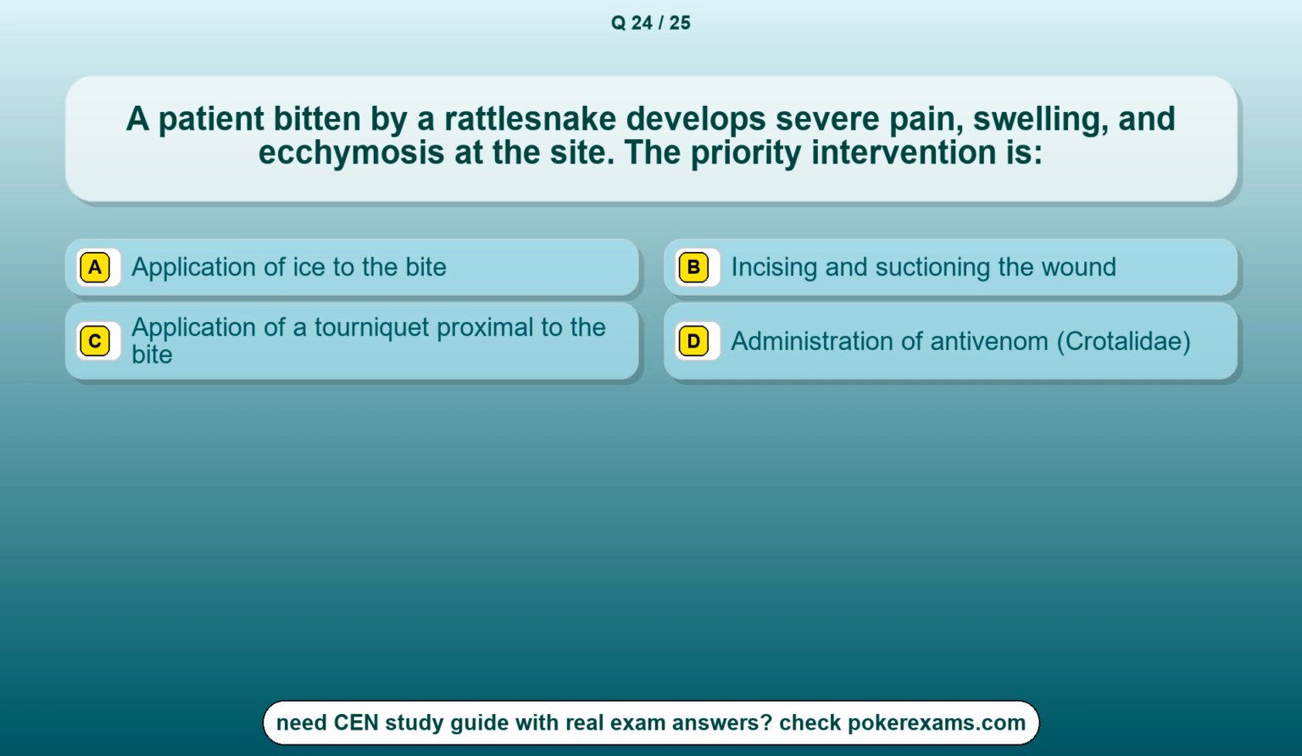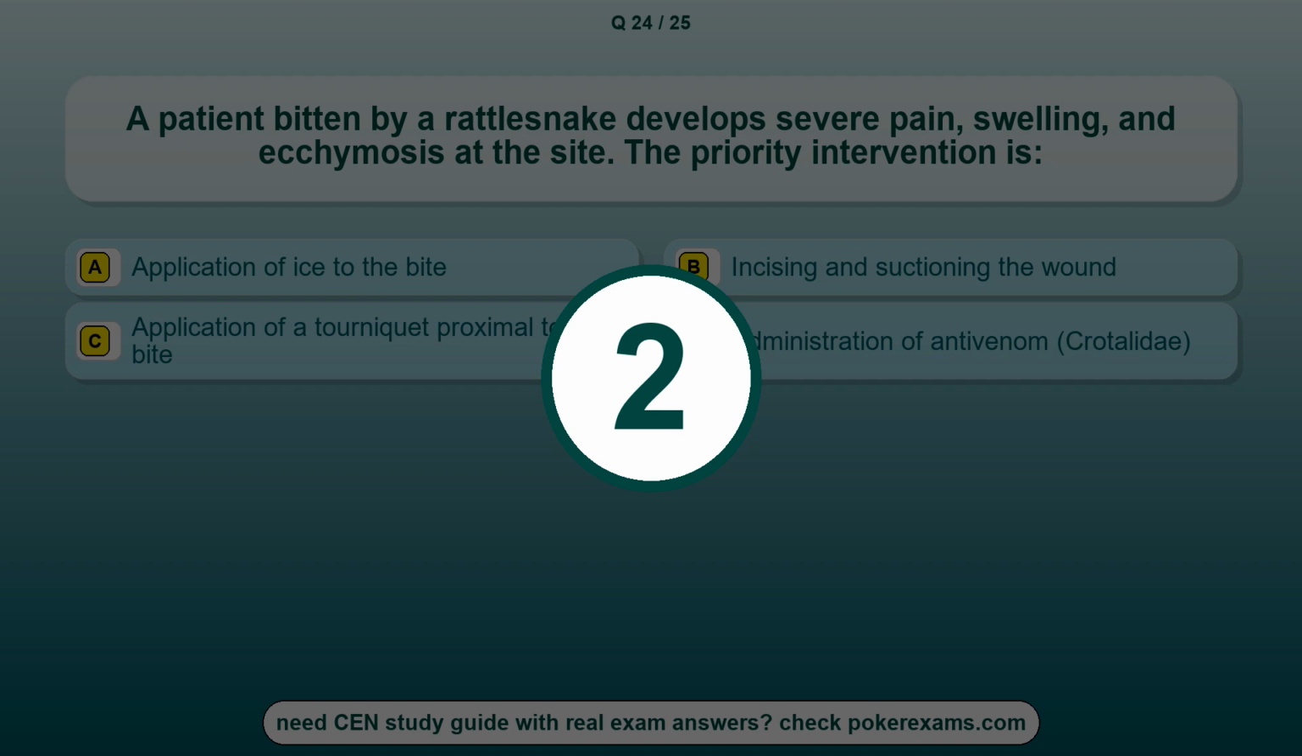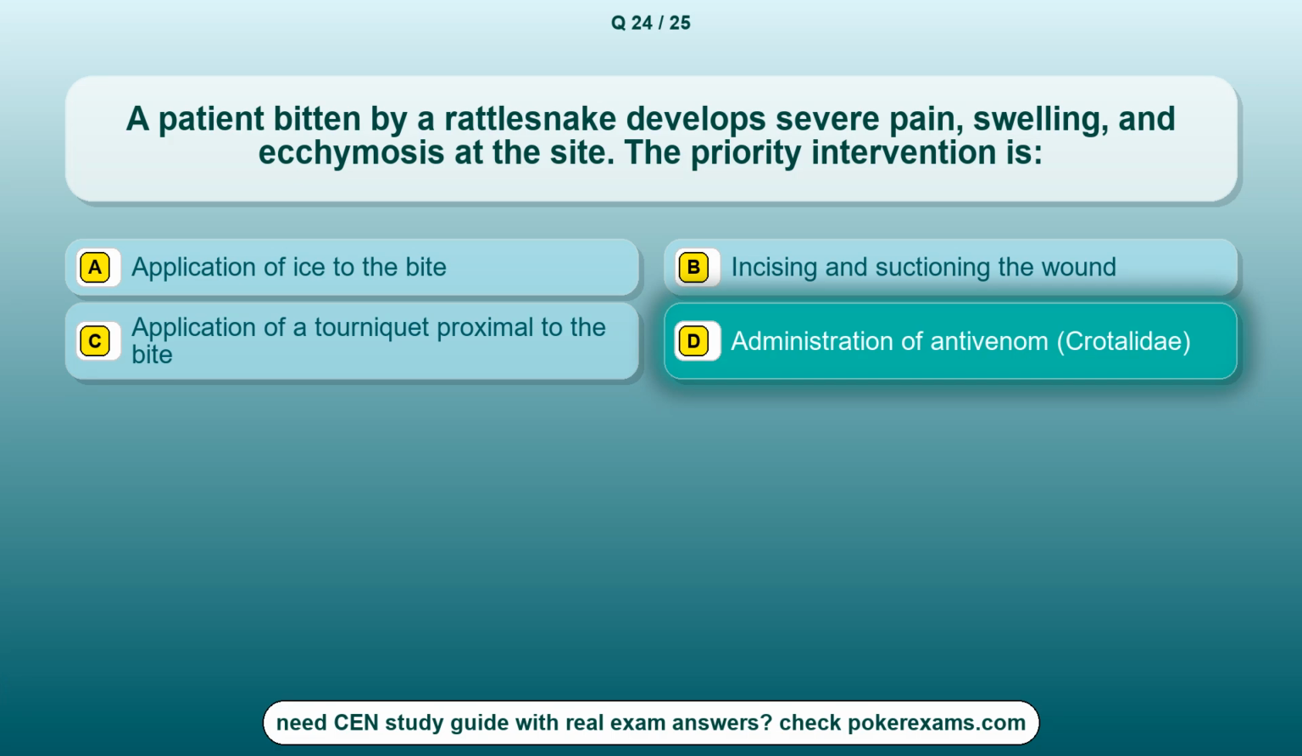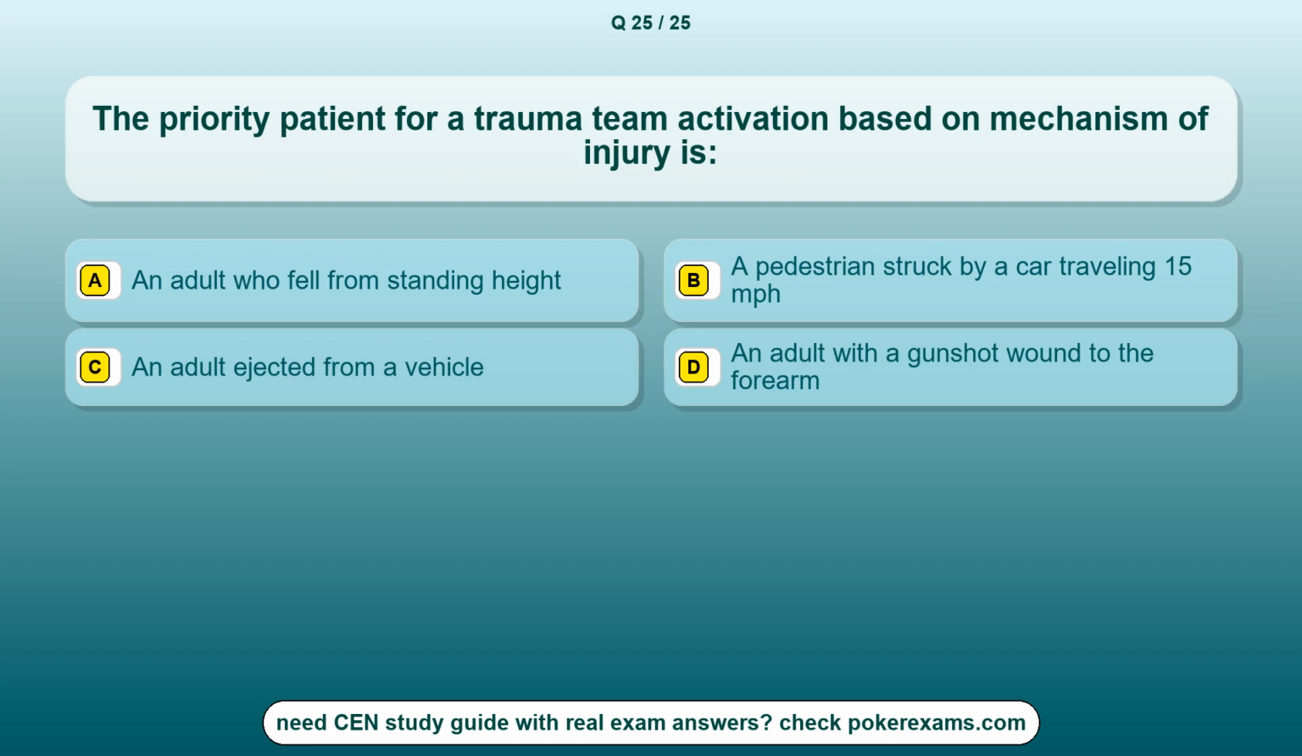Question 24. A patient bitten by a rattlesnake develops severe pain, swelling, and ecchymosis at the site. The priority intervention is option A, application of ice to the bite. Option B, incising and suctioning the wound. Option C, application of a tourniquet proximal to the bite. Option D, administration of antivenom, crotalidae. The correct answer is option D, administration of antivenom, crotalidae.